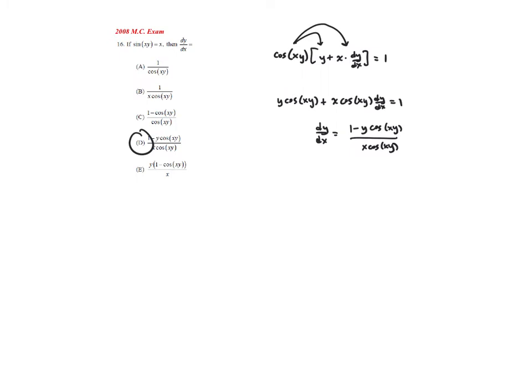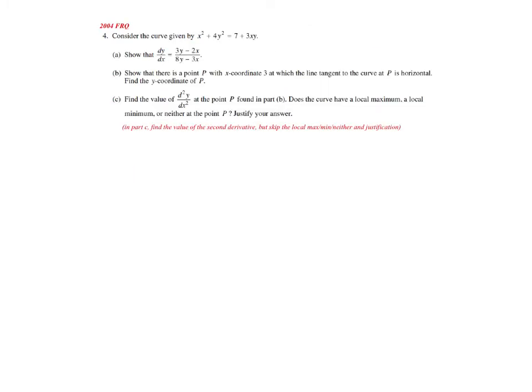All right, let's look at a couple more problems here. Back to 04. This is part of an FRQ. It says consider the curve given. We've got x squared plus 4y squared equals 7 plus 3xy. Part A, show that dy/dx equals that. Now, I'm not going to do part A. I want you to verify that on your own. What I want to do is get into part B. So part A will say that we verified it. For you, that means you need to do that.